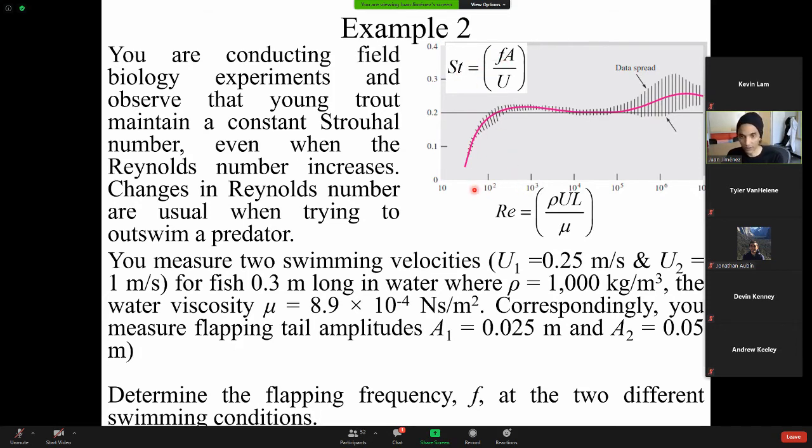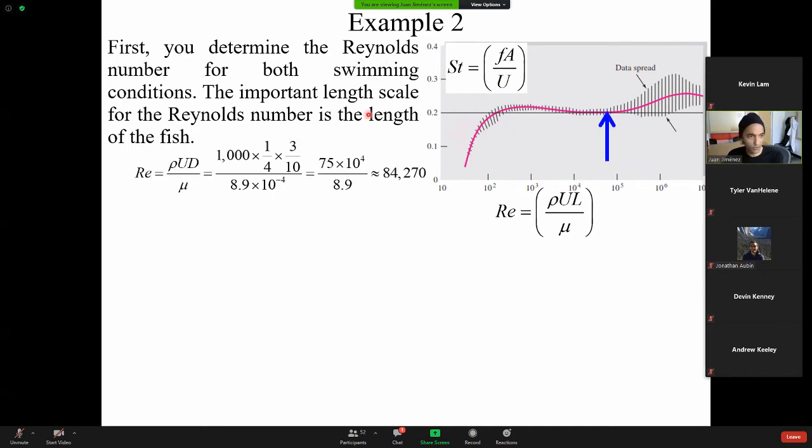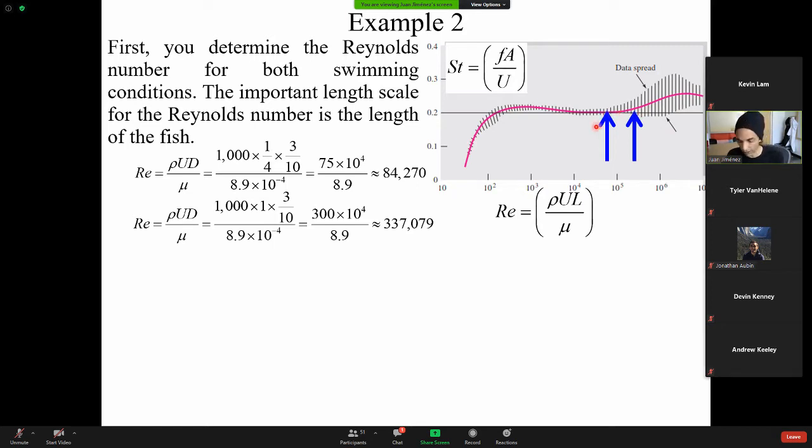So let's work on this. The first thing you should do, and you could imagine trying to determine a coefficient of drag or whatever it is, it's essentially a very similar approach, is determine the Reynolds number. Let's do that for the fish. With the first velocity, which was 1/4, you get a Reynolds number of about 84,000, somewhere in here. Then the second Reynolds number is about 330,000 or so, about here. Both of them are very close to 0.2.